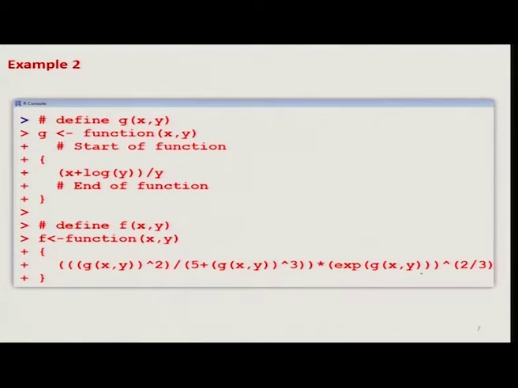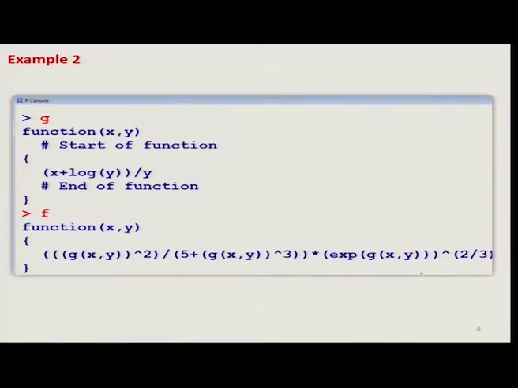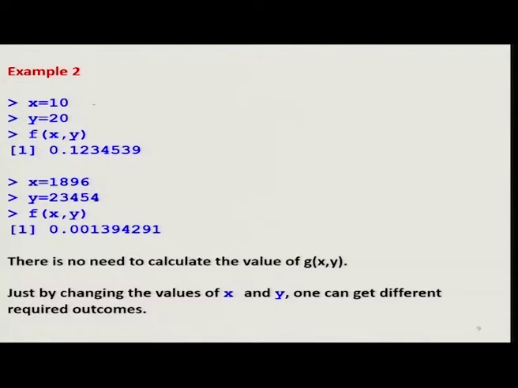So here is the screenshot of the function, whatever I did here. If you look at it, I give a value of x and y as 10 and 20 respectively, and then I write f(x,y) and I get this outcome. Similarly, if I choose any other values of x and y, I get a different value. So you can see that in order to compute f(x,y), we need not compute g(x,y) separately. I am calling a function inside a function, and just by changing the values of x and y, I can get different required outcomes.